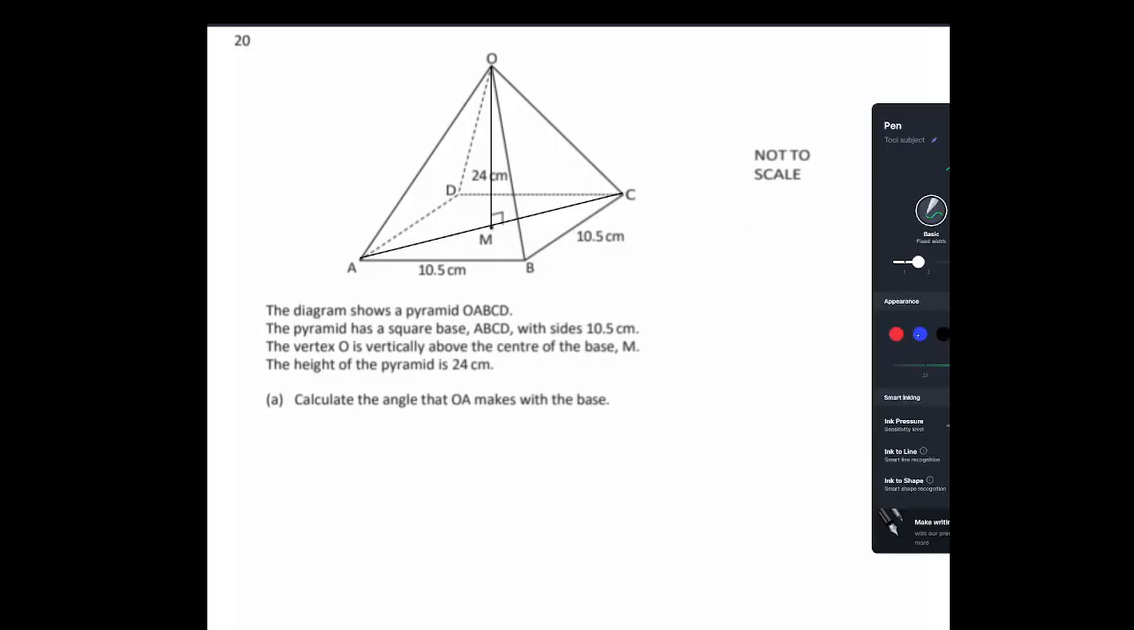OABCD is a pyramid. The pyramid has a square base ABCD, with sides 10.5 centimeters. The sides are equal, square, isn't it? The vertex O is vertically above the center of the base M. So this O is exactly above M. The height of the pyramid is 24 centimeters. So this line is 24 centimeters. Calculate the angle that OA makes with the base. So OA making the angle with the base means this angle we need to find out.